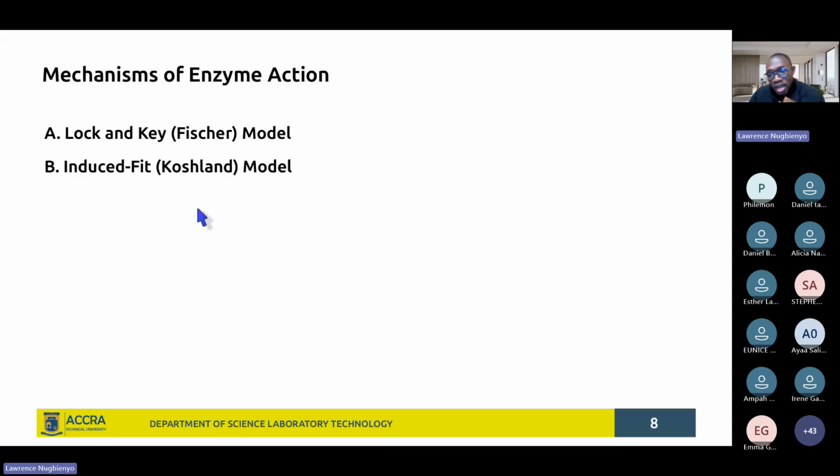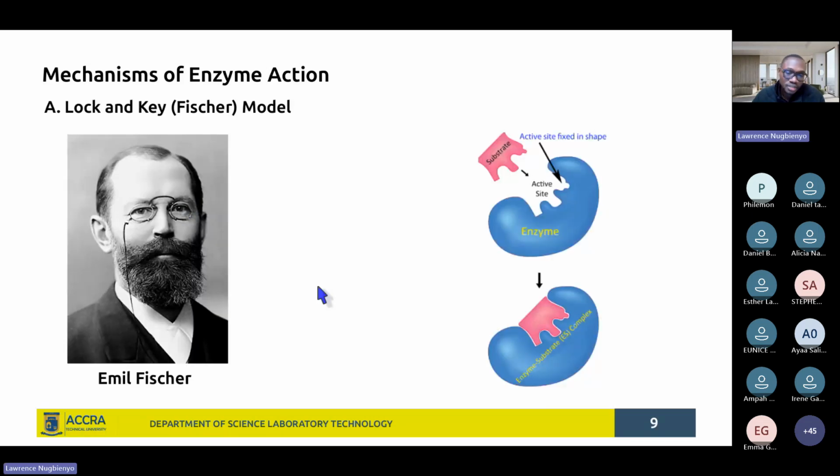Okay, now we can dive into mechanisms of action of enzymes, looking at two major models. The first will be the lock and key, which is also known as the Fischer model or the Fischer mechanism. And the second will be induced fit or the Koshland model. So let's take the first one, which is the Fischer model.